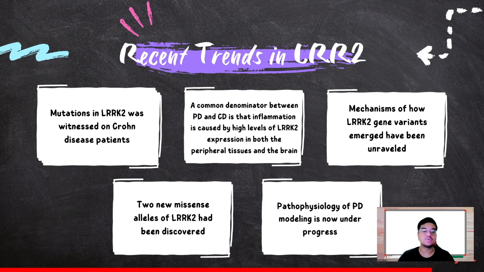Scientists are also close to modeling the pathophysiology of PD with greater accuracy. We owe all of this development to our better understanding of the mechanisms of the emergence of LRRK2 gene variants. And from here, the future is bright for developing treatments involving disease modification via LRRK2 gene inhibition.